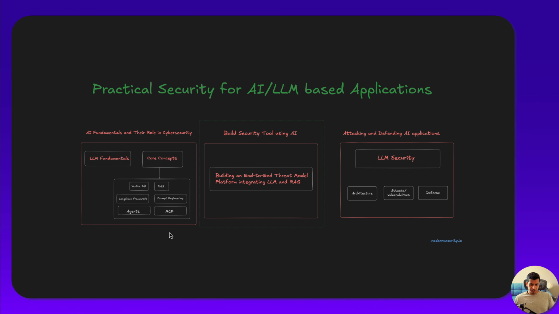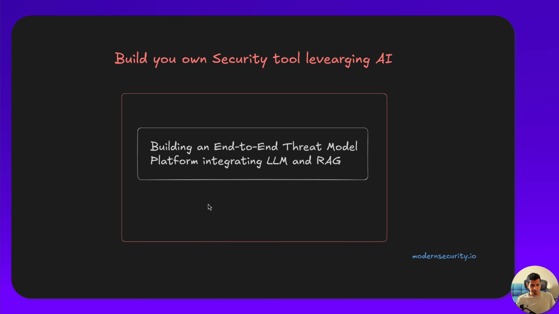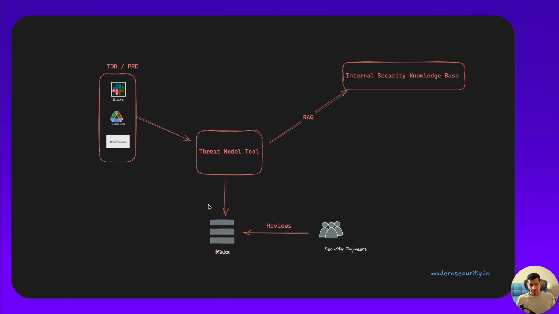So once you've finished module 1, which is understanding these concepts in great depth, we move into module 2, where we actually go and build our own end-to-end threat model tool or product, right? So what does that mean? This is a very simple tool which takes a design doc and spits out risks. So we'll use all the concepts we've learned in module 1 and actually go and build our own threat model tool.